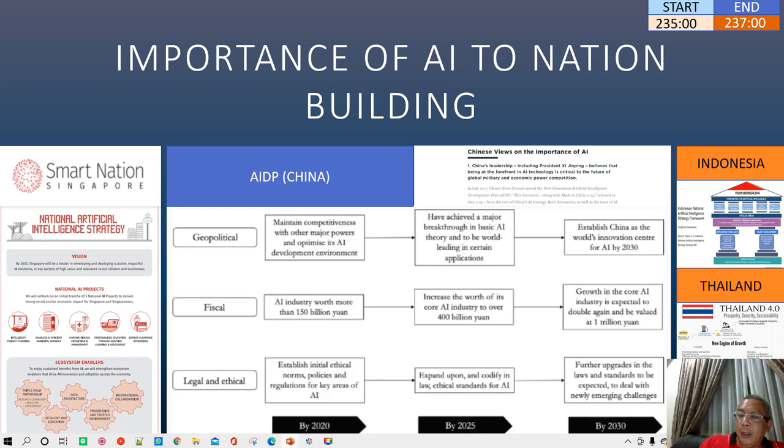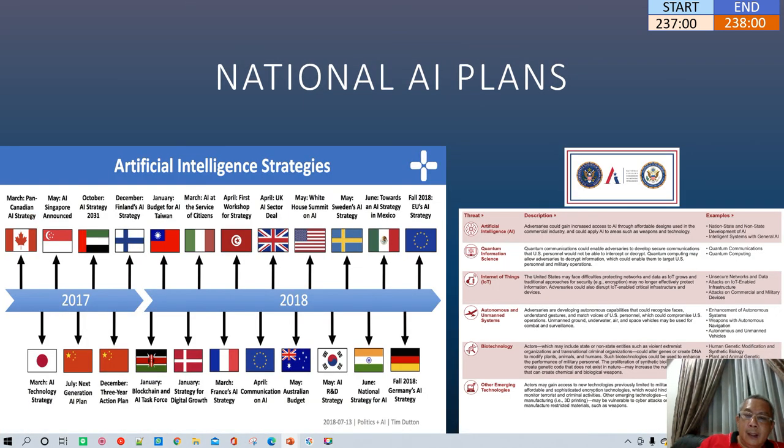Indonesia also has a national AI policy. Thailand has a national AI policy, and many other nations have AI policies, and these are the timeline. Canada has, Singapore has, definitely Israel has, Finland, Taiwan also has.